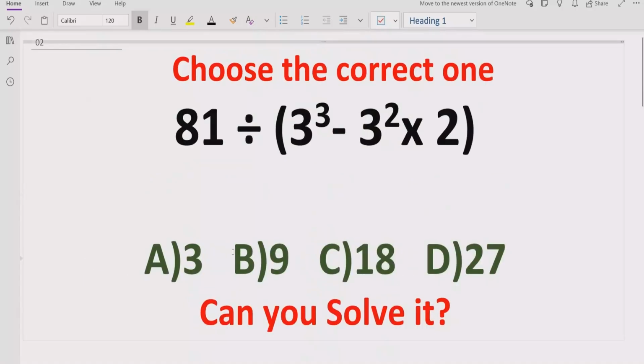If you see the answer list, answer B is the correct answer of this expression. So I hope you understand how you can solve the given expression using PEMDAS and BODMAS method and find out the correct answer.